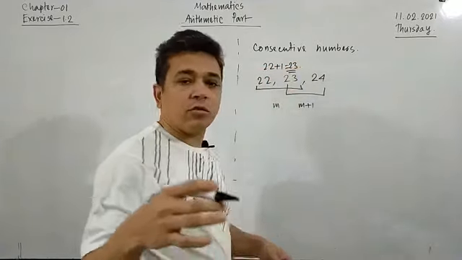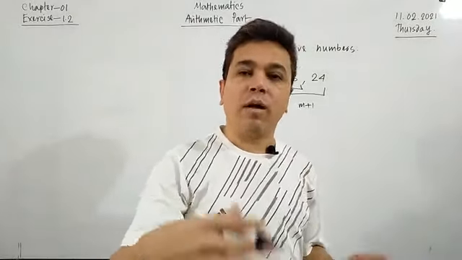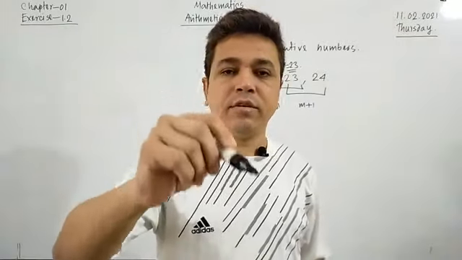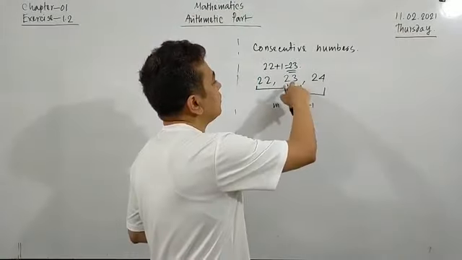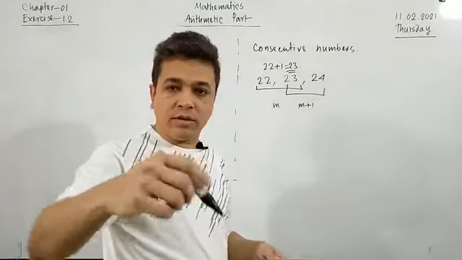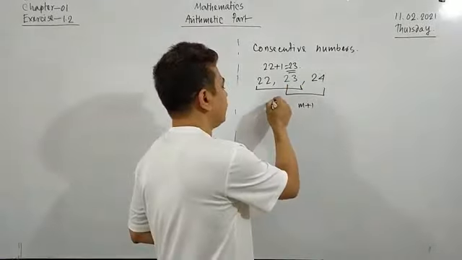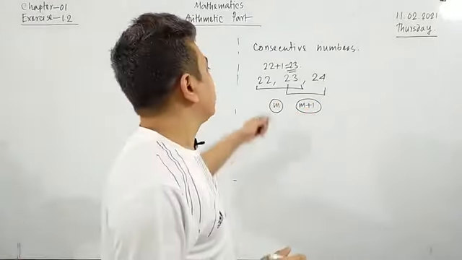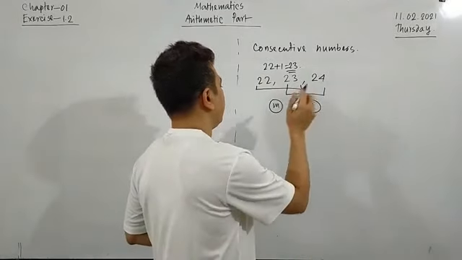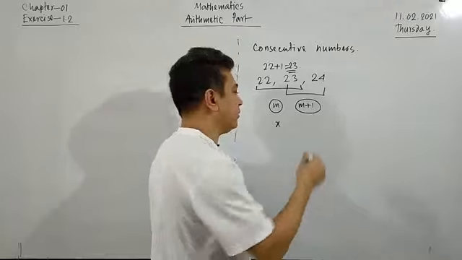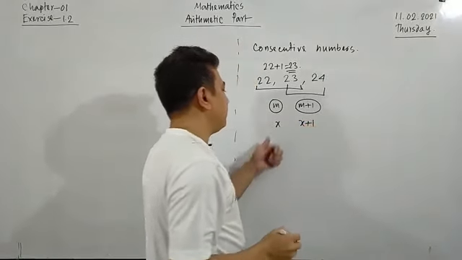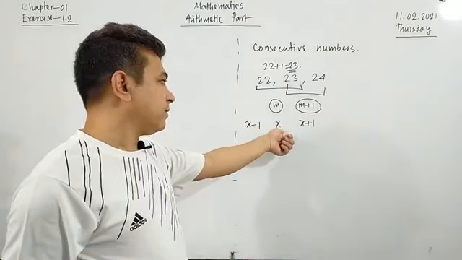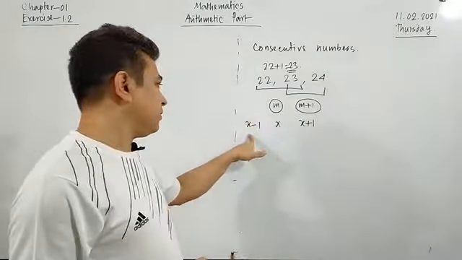Do you understand? Consecutive means that when you take any number, for example 50, the next number will be 50 plus 1. Here we take 23, so the next number is 23 plus 1. If we consider one number is m, the next number is m plus 1. If one number is x, the next number is x plus 1, and the previous one is x minus 1.